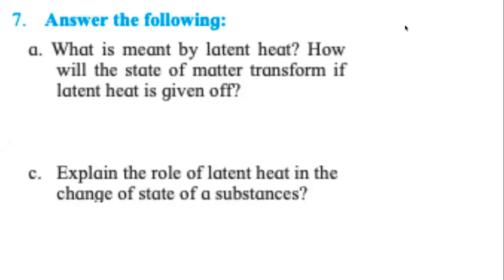Question number 7, very theoretical question. What is meant by latent heat? You can answer. How will the state of matter transform if latent heat is given off? Now you tell me, how will you answer this?